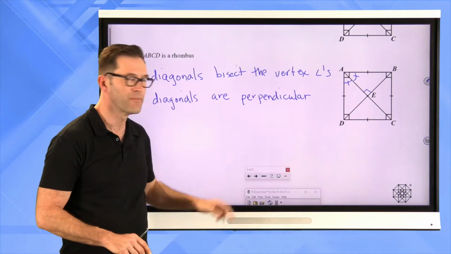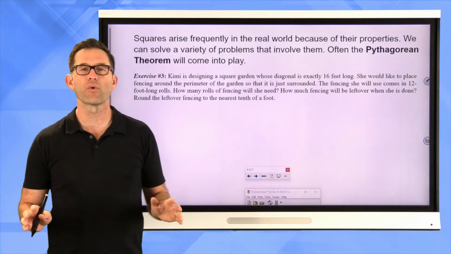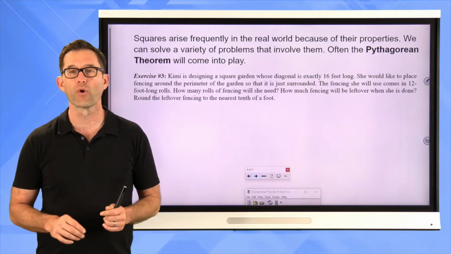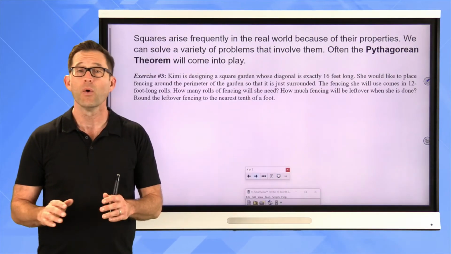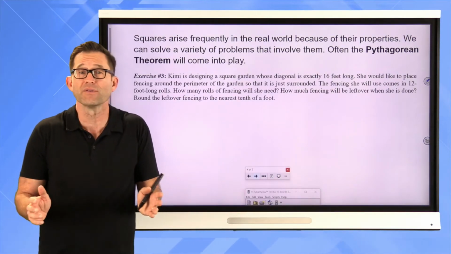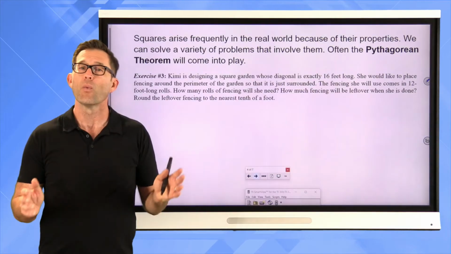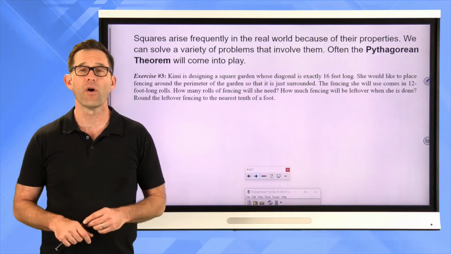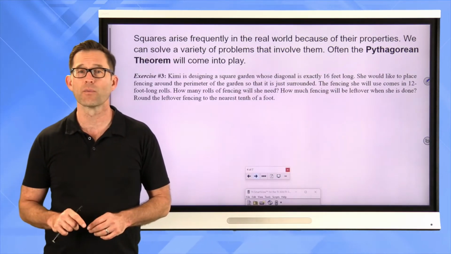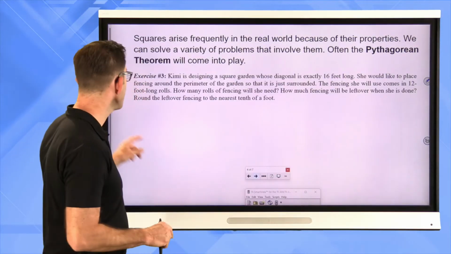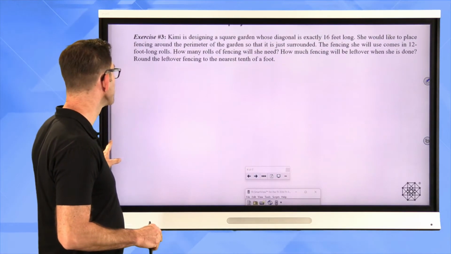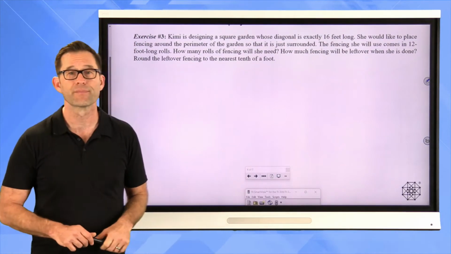Every other category. Now, squares arise frequently in the real world because of their properties. We see them everywhere. If you look around, you'll see squares everywhere. We can solve a variety of problems that involve them. Often the Pythagorean theorem will come into play. So let's take a look at that situation in exercise number 3.